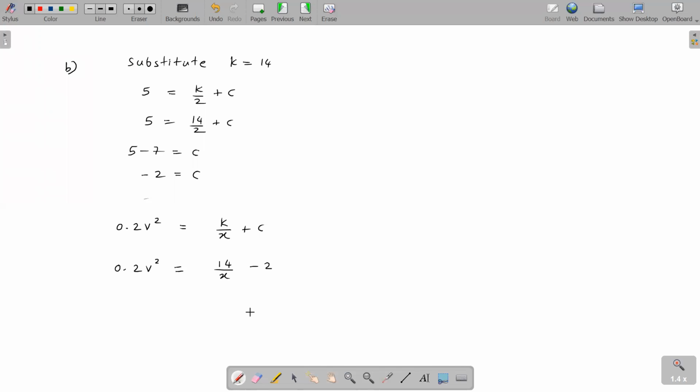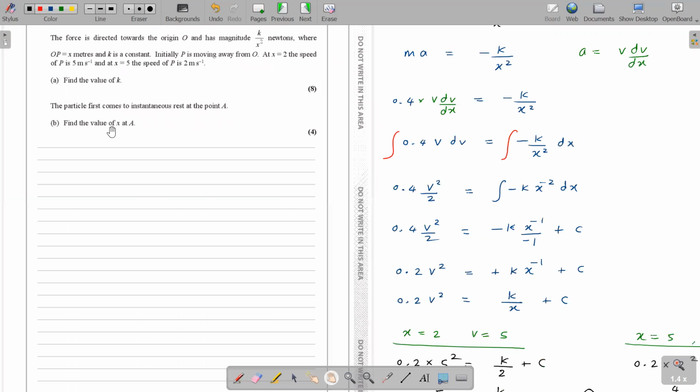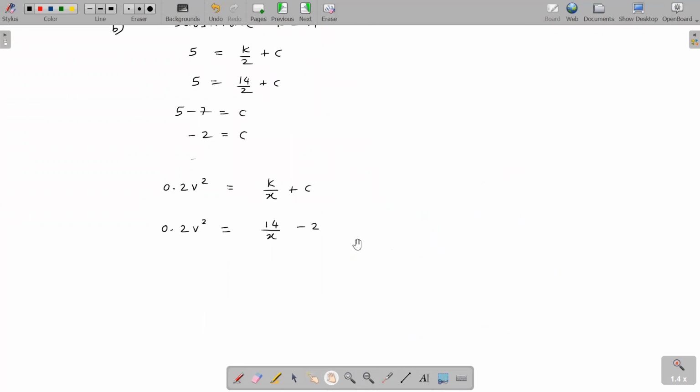Do we really need to go to the extent of making v the subject? Do they ask us at any point to give the equation relating v and x? No, they have not asked us to find it. So we don't need to go to that extent. We could leave it like this. The question is to find the x value where the particle first comes to instantaneous rest at point A. So basically you have to find the first x value.